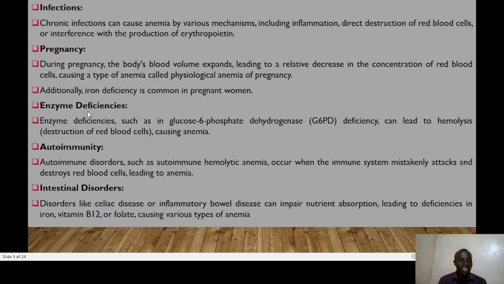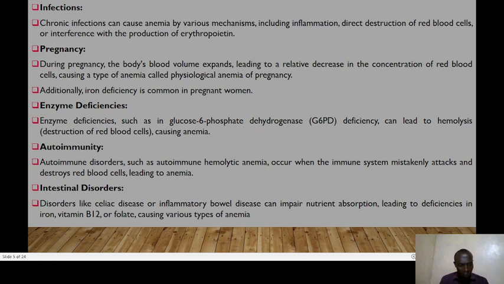Enzyme deficiency. Deficiencies such as glucose 6 phosphate dehydrogenase, the G6PD deficiency, can lead to hemolysis of the red blood cells. And when you have hemolysis of the red blood cells, it results in anemia.